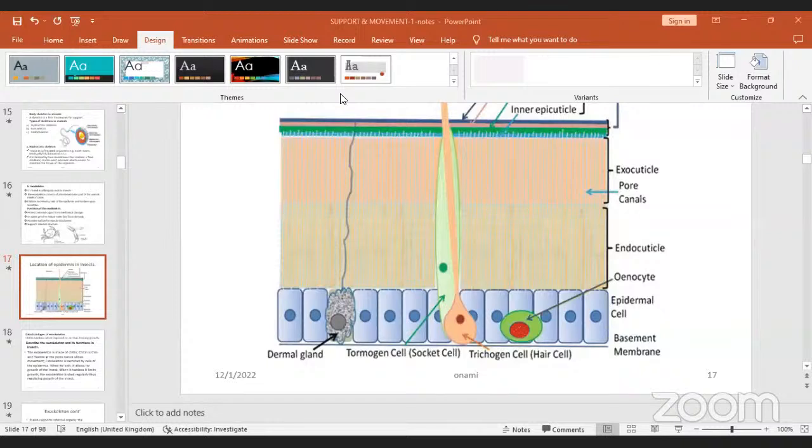Yes, Pelo. It is thin at the joints to allow for movement. Yeah, it is thin at the joints to allow for movement. That's a good answer. Somebody else? Yes, Brian. It is hard to protect the internal organs. So it is hard to provide protection for the internal organs.